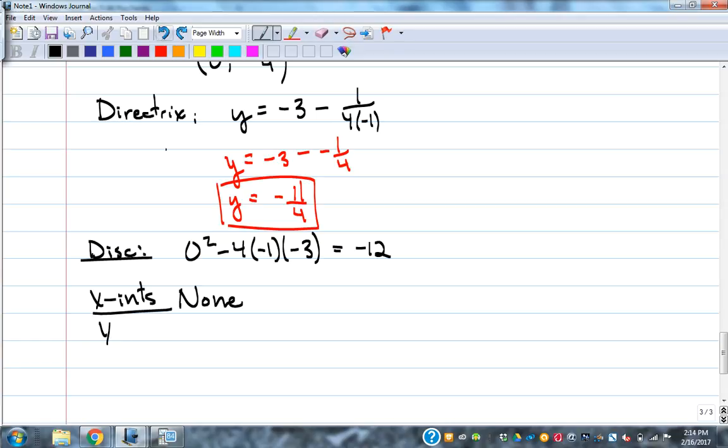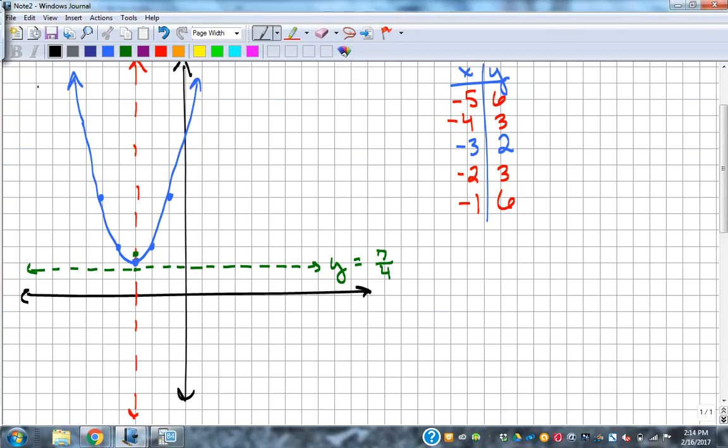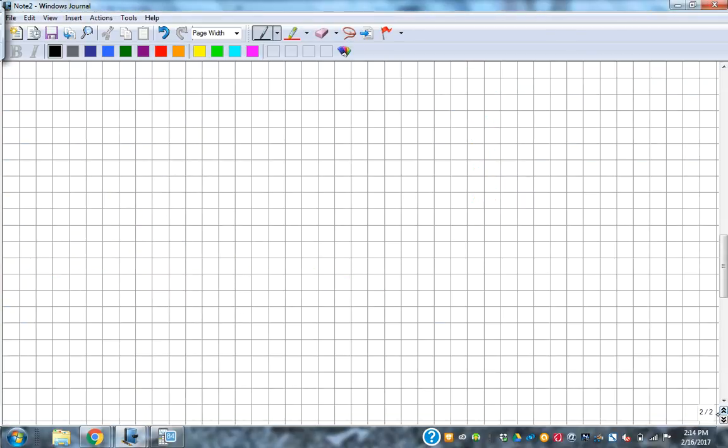What's our y-intercept? (0, -3). Happens to be the same one as our vertex on this one. It won't always be that. It just happens to be on this one. Okay. Now we're ready to graph it. Got all this information, and let's graph it. This is example A. Go to example B.